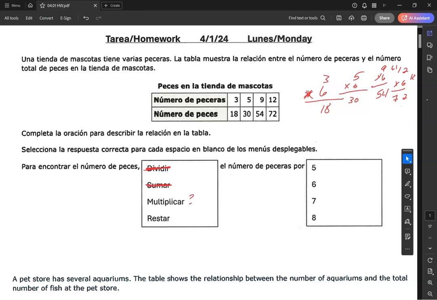Okay. So we did multiply. So 3 times what is 18? 6. Okay. If I do times 6 to one of them, I have to do it to all of them. And it has to work. 5 times 6 is 30. Yes. 9 times 6 is 54. Yes. 12 times 6 is 72. Yes. So that's a maybe.